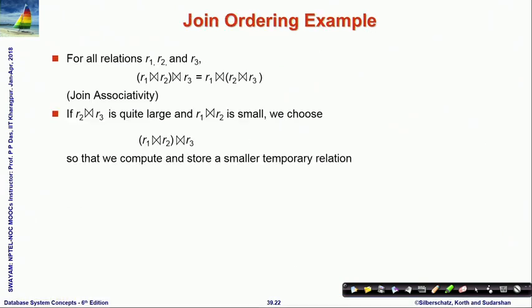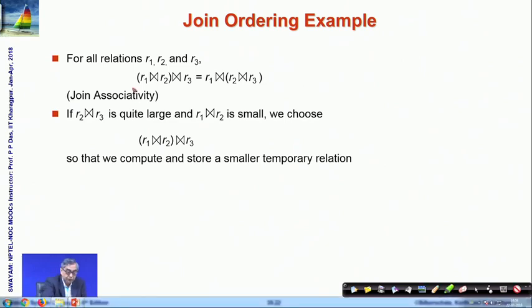You can also reorder joins to get a better result. For example, if I have to join 3 relations like this, I could do either this first or this first. Now, if I do this first, then this is a temporary relation which I will need to maintain in memory and then join with R1. If I do this first, then this will be a temporary relation and then I will join it with R3.